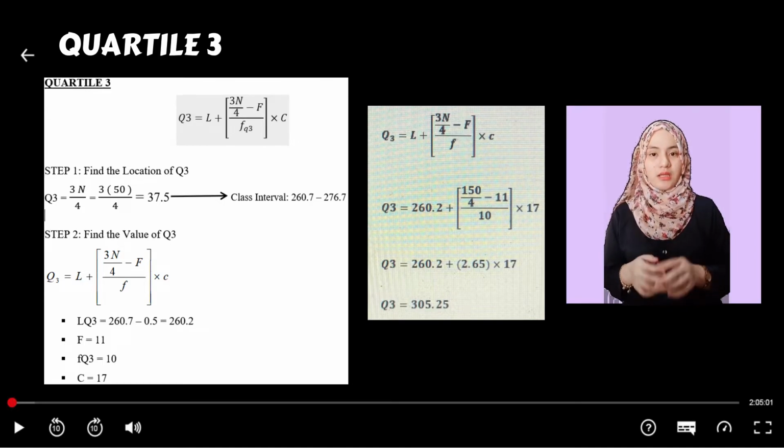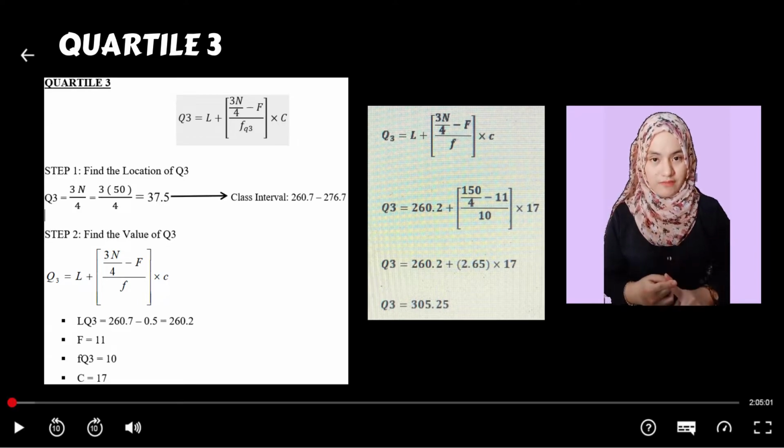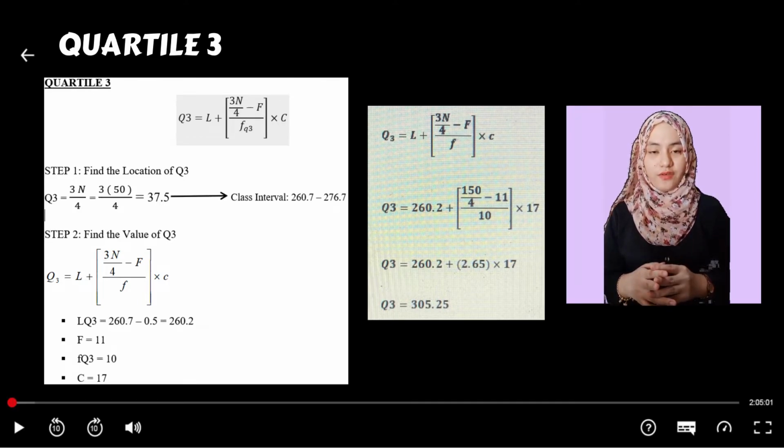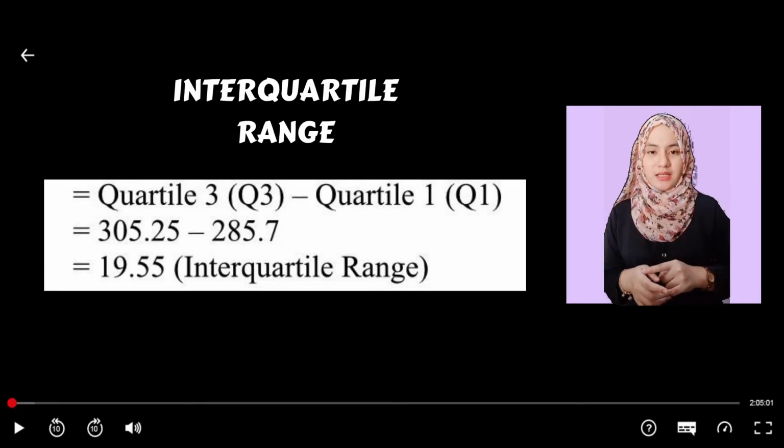For the solution, 260.2 plus in bracket 150 divided by 4 minus 11, and then divided by 10, and then close bracket times 17. So the final answer for quartile 3 is 305.25.